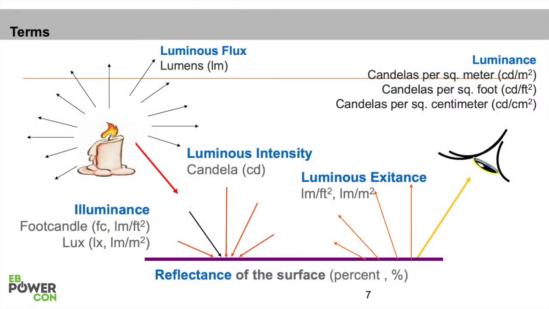Luminous excitance, so that's the amount of lumens per square feet or lumens per square meter. That's the light that's reflected off, right? So as I said, if you have a black desk, you're not going to get any luminous excitance. You'll only get absorbance. So just keep that in mind.